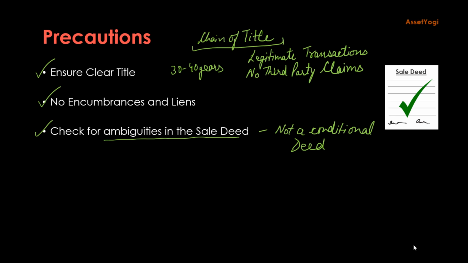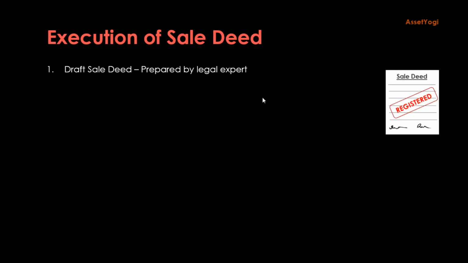Now let's see what are the steps involved in the execution of a sale deed. As a first step, a lawyer will carefully prepare a draft sale deed which will be approved by both the seller and the buyer. Once the draft sale deed is approved, then stamp papers will be purchased by the lawyer or the legal expert, because stamp duty has to be necessarily paid in every state and it can range from 4 to 10% of sale value. So your legal expert or the lawyer will print the sale deed on these stamp papers.